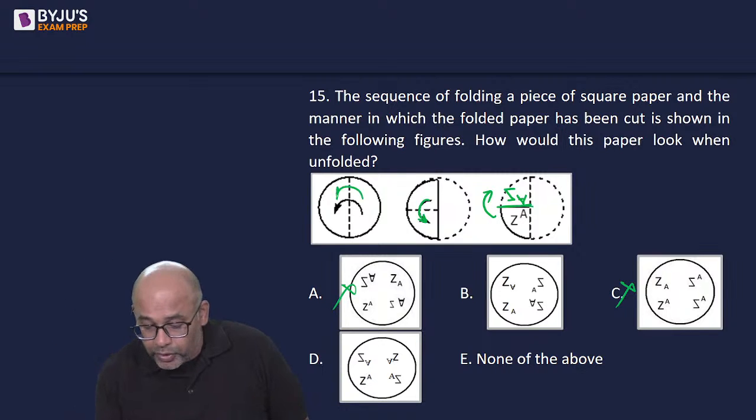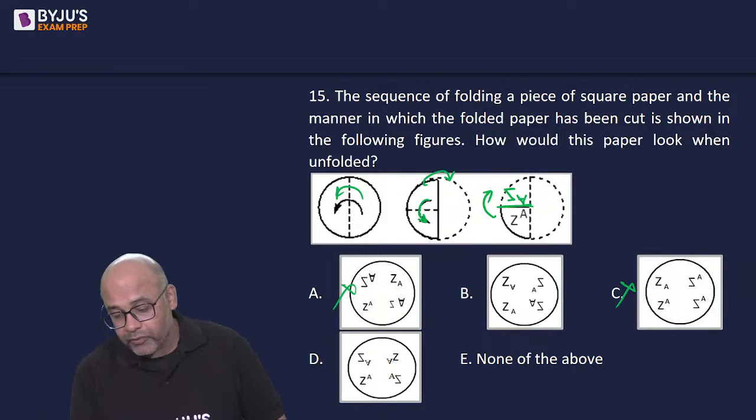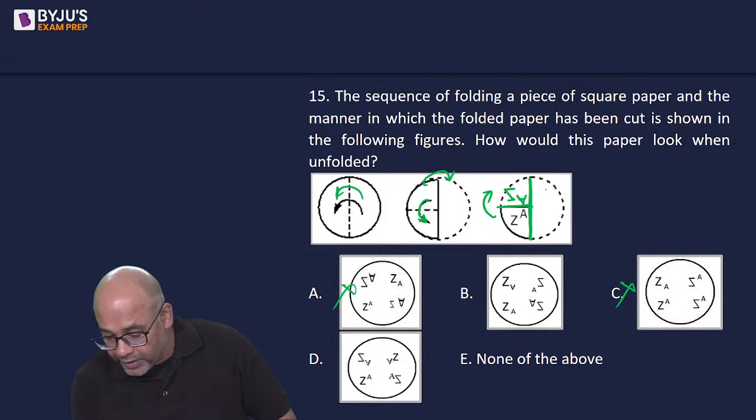Next, you fold it like this. So when you're unfolding, it will be unfolded like this. So this will be the mirror now. Vertical will be the mirror. If vertical is the mirror, then this is what you'll get.